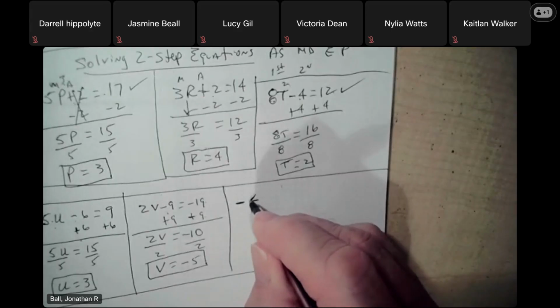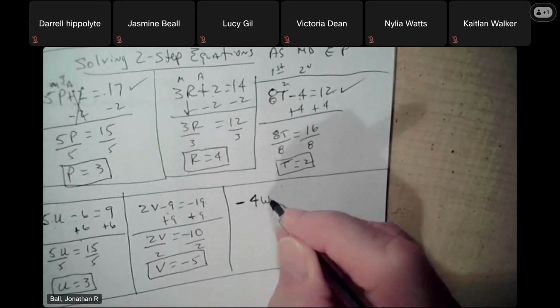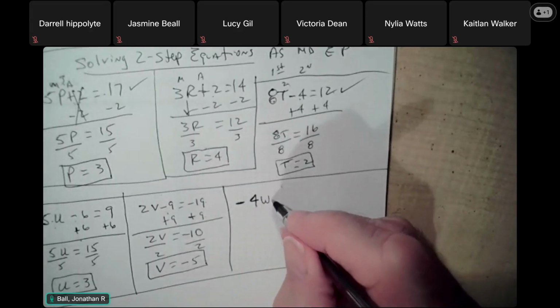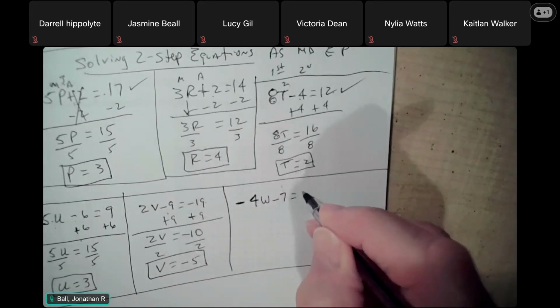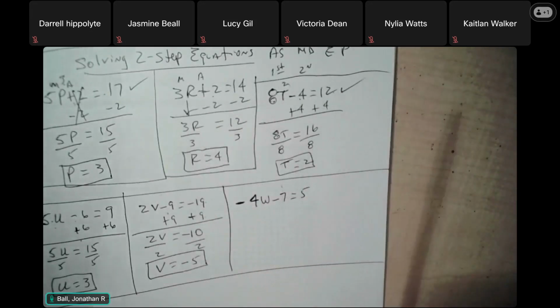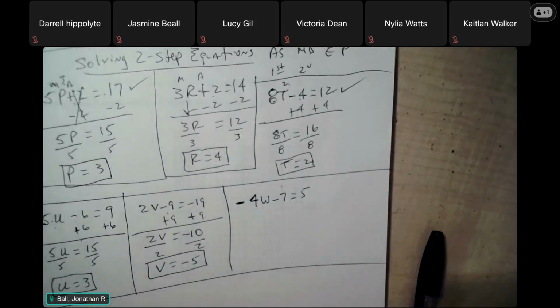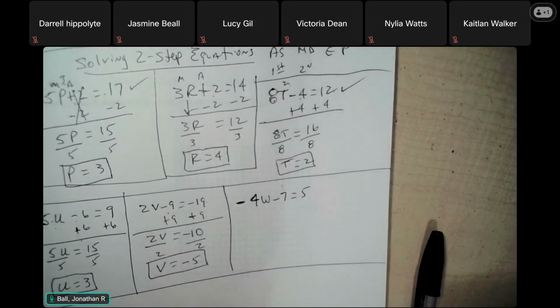Negative 4w minus 7 equals 5. This is about as difficult as these get, and it's really not all that difficult. Just has negative numbers in them.